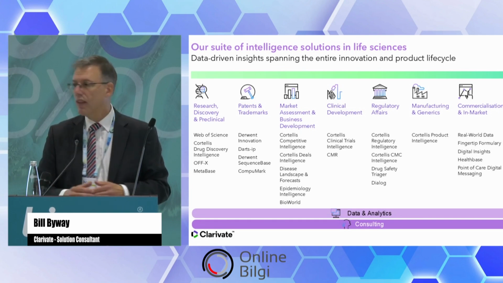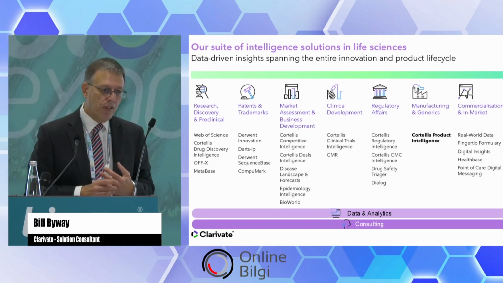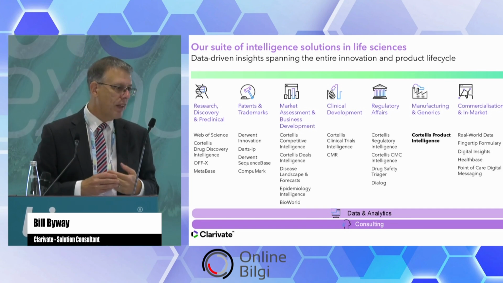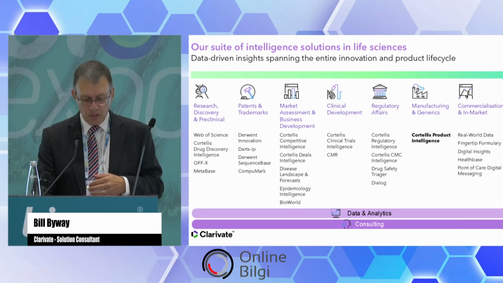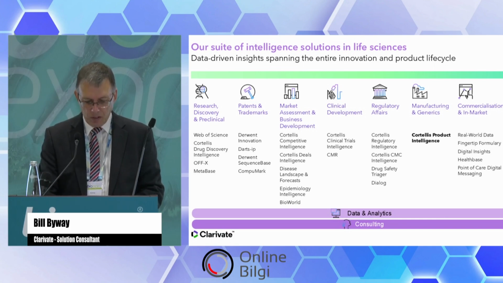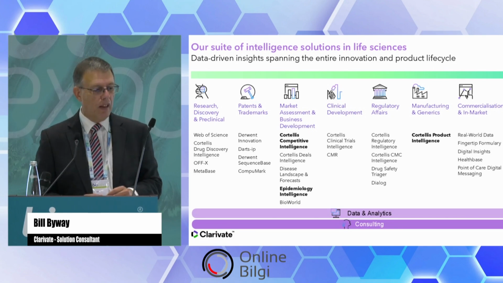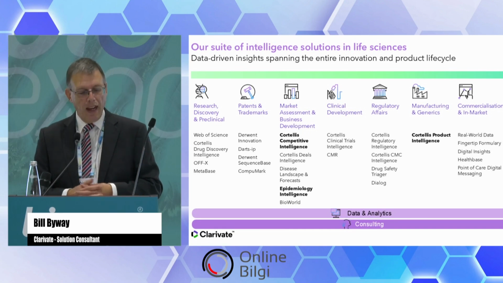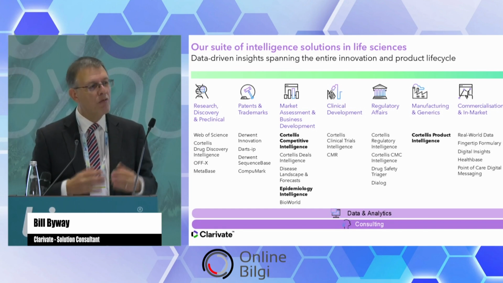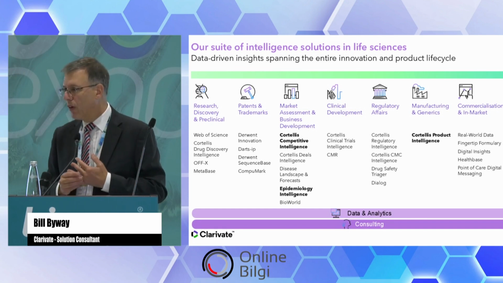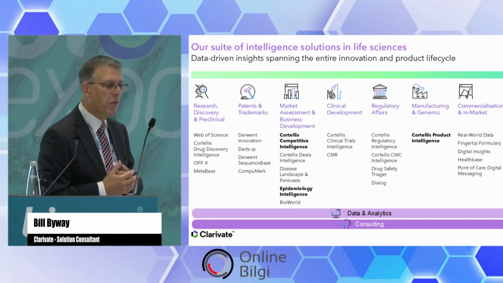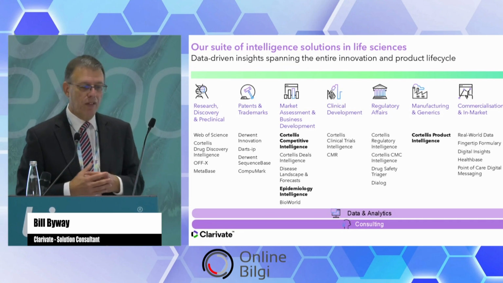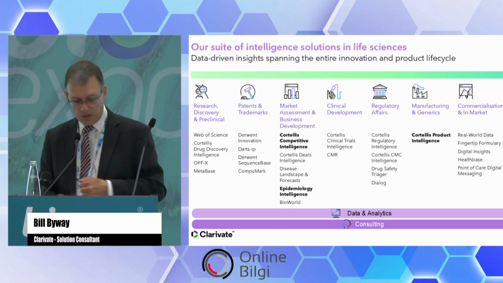And Neşe has talked about our Cortellis Product Intelligence database and how she uses that. And that's especially used in the generics and manufacturing space. So, I'm going to talk about actually 2 solutions, Cortellis Competitive Intelligence and also our Epidemiology Intelligence. And these solutions give you data that really help, again, with portfolio development, with making decisions about what products to get involved in, to assess markets, to help with that business development process.